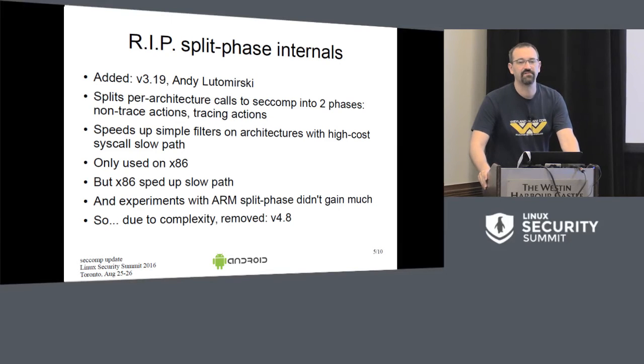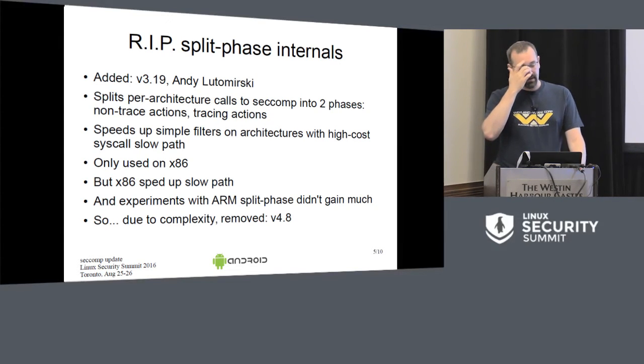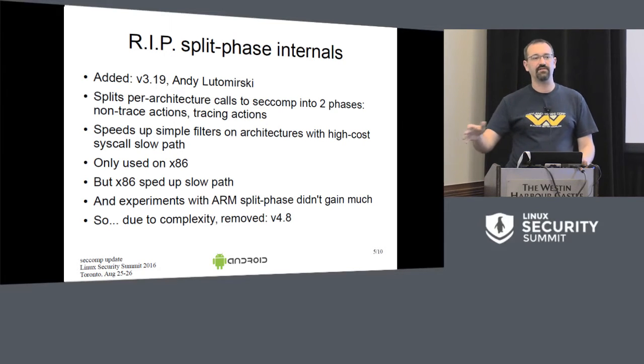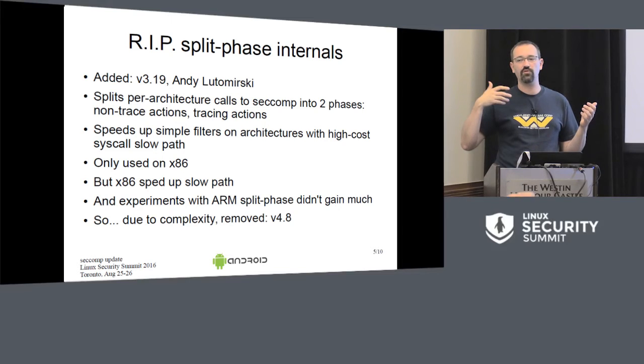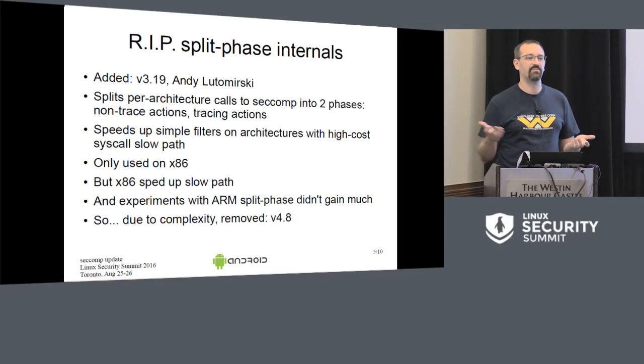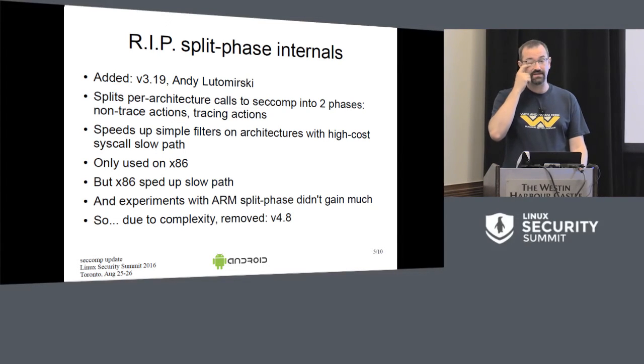So last year I talked about split phase internals, and now they're gone. This was added in 3.19. The main issue is that a lot of architectures have a fast path for syscall entry and a slow path if they need to do more work with more registers, or they're going to do ptrace work, because you need to set up an entire way to interrupt the syscall entry. And Andy Lutomirski looked at this on x86 and said, man, we're hitting the slow path so much; even if I have a filter that has no tracing, I should be able to get through this really quickly. So he spent some work splitting up the logic on how seccomp works, and that was nice, except then he went on and cleaned up the x86 slow path to be much faster, and then it sort of got lost in the noise. And when I did experiments on ARM, trying to do a split phase to try to speed things up on ARM, it really didn't gain all that much.